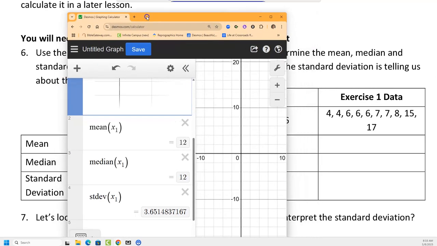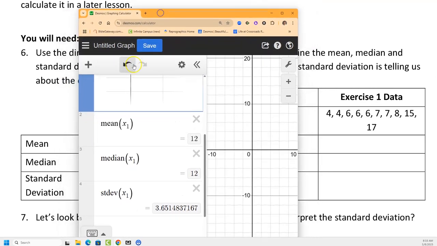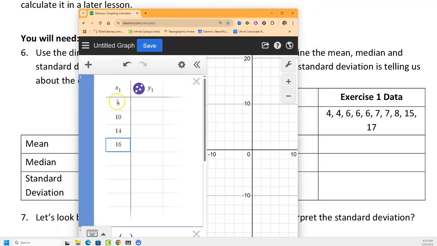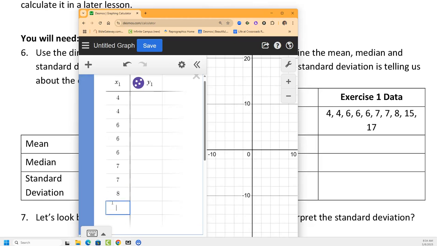Okay, and let's just go ahead and wrap up the last one here. So I'm going to come over here. I'll just type over, so this one's 4, 4. This was our data from the first one, wasn't it? Exercise set 1. 7, 8, 15, and 17.